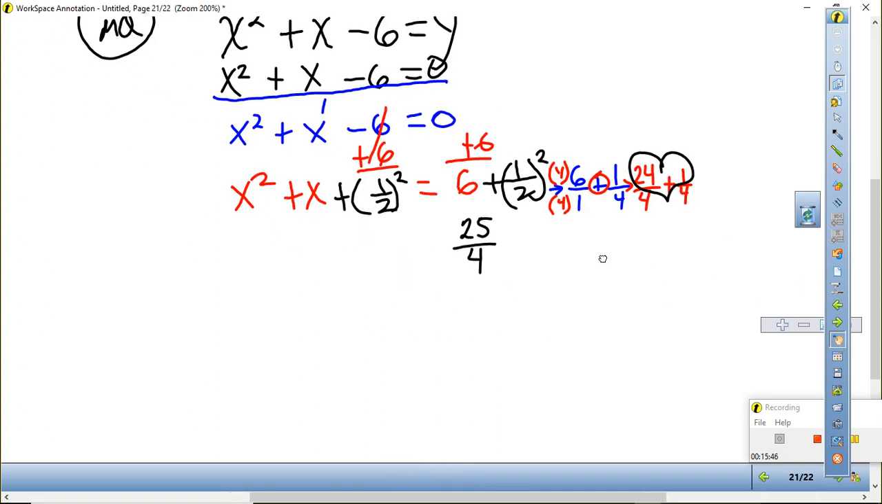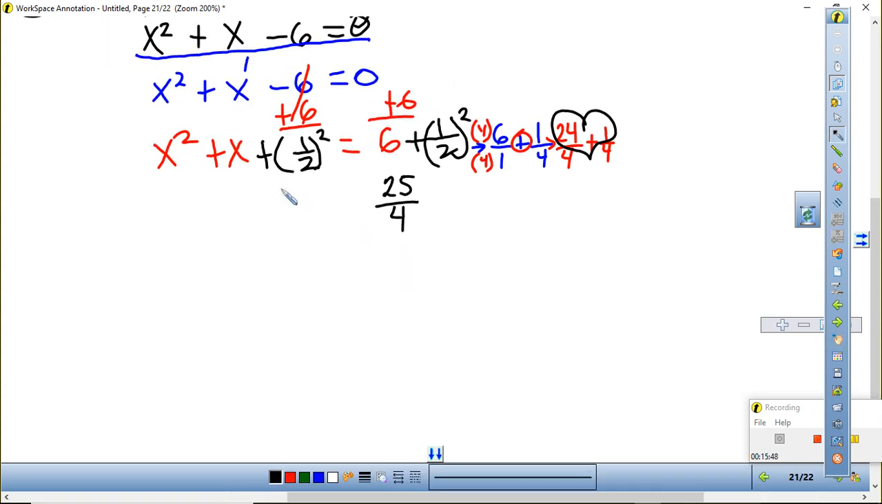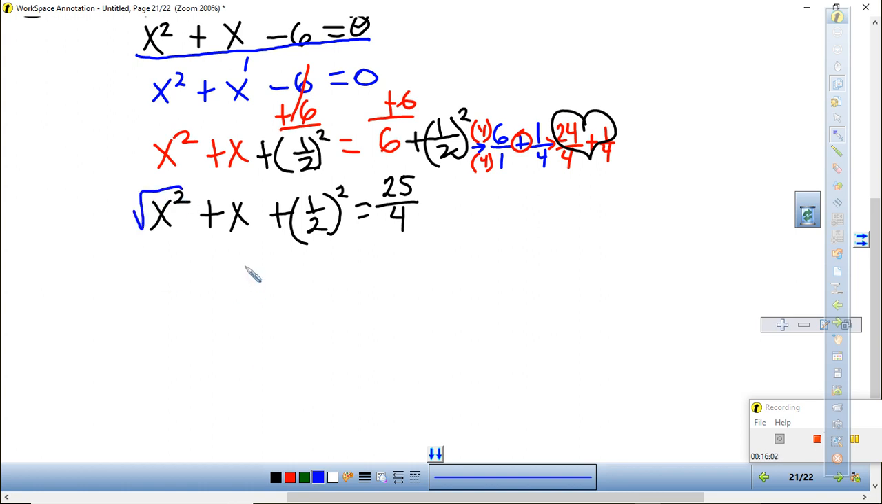Okay? So I bring everything else down. x squared plus x plus 1/2 squared equals that. Step 5, I factor. How do I factor? Square root of the first, square root of the last, sign of the middle, and all that squared equals 25 over 4. And we're on step 6. All we have to do at the end is square root, solve for x, and write two equations.